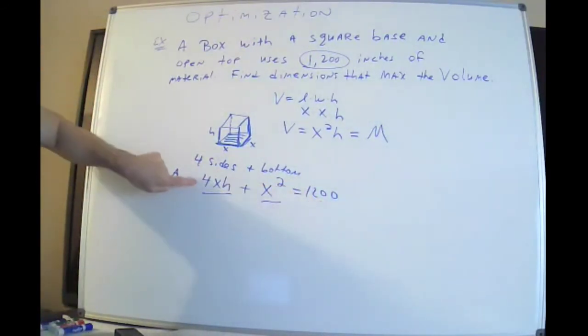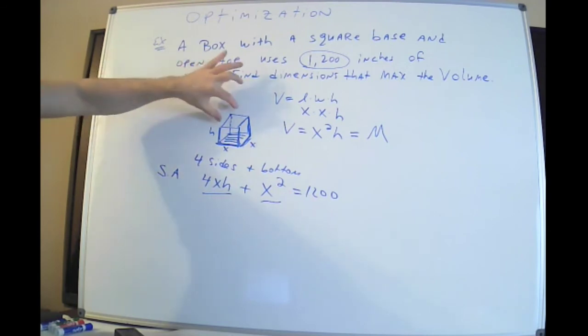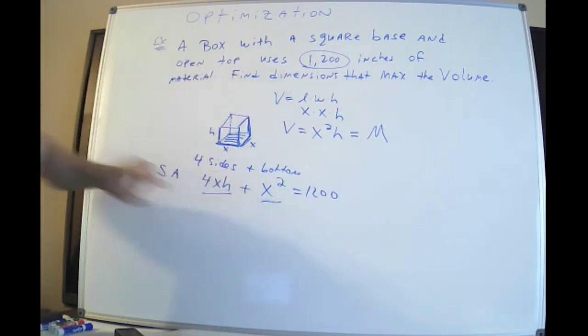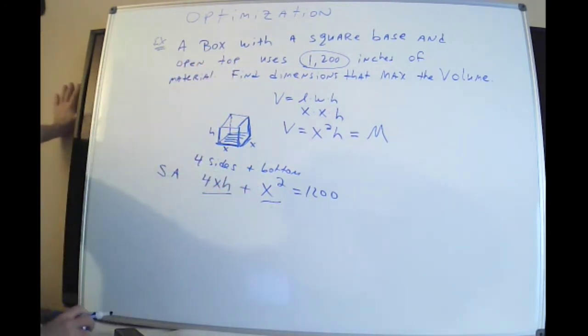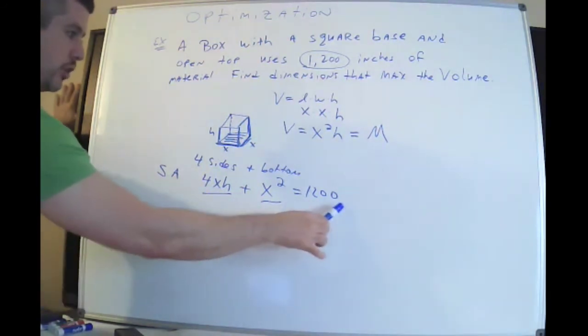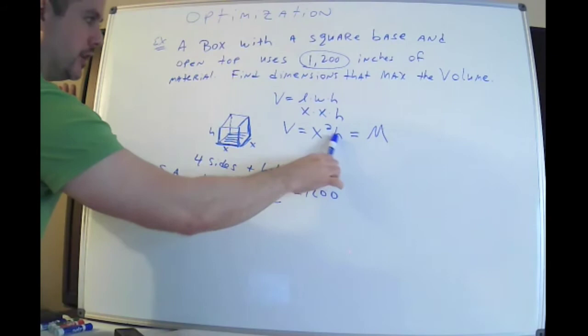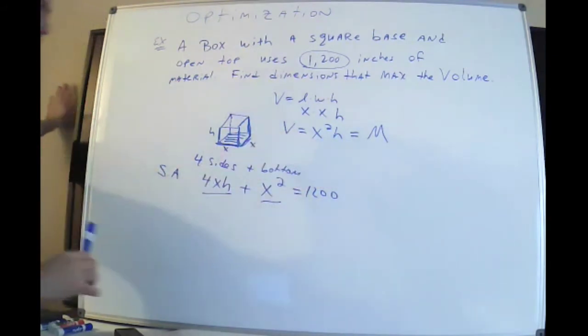Using that material, you're going to make four sides and a bottom. This has an open top, okay? Open top. So you don't make a top, or this would be doubled. You'd have a two here, and pray that never happens. So you have four sides and a bottom, and you're gonna use the 1,200. So this equation is the one that I'm gonna solve. I can't take this derivative. You have X and you have H. I have to get rid of one of them.